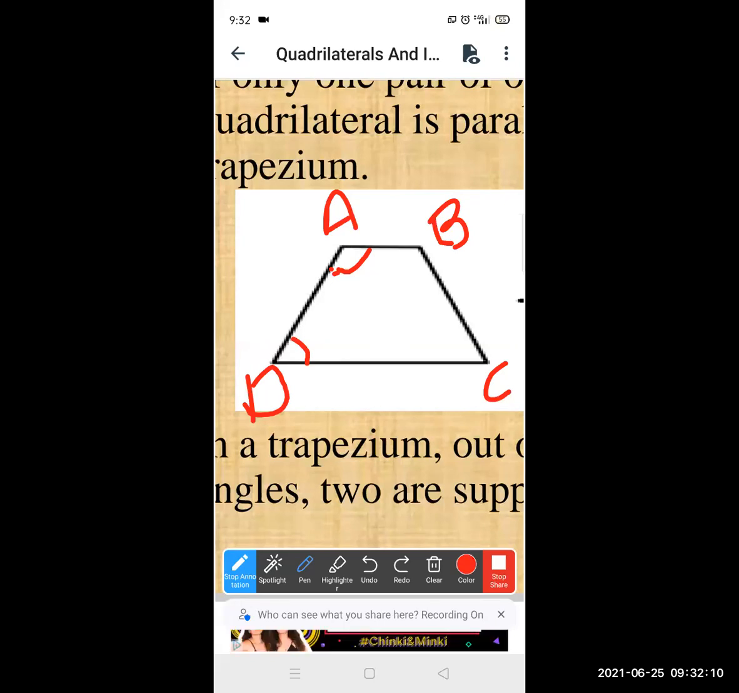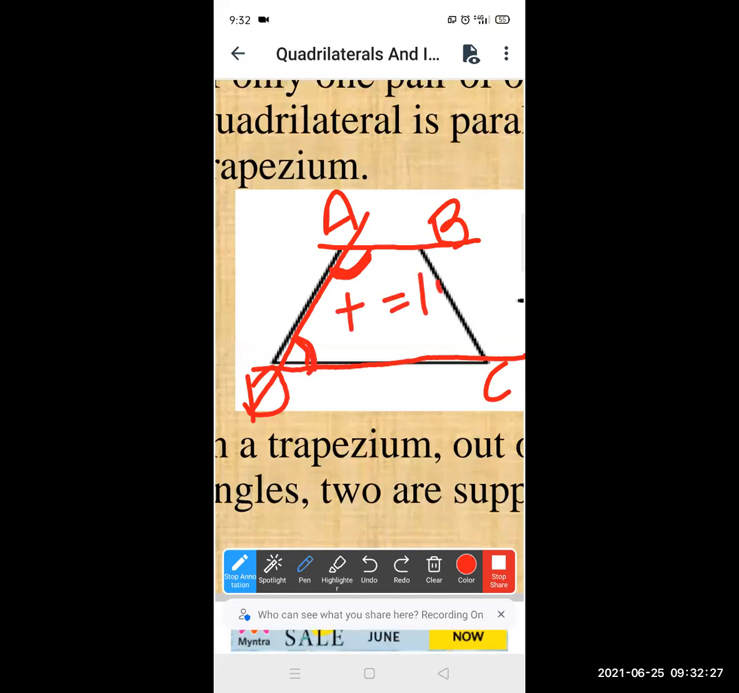So if we consider that AB is parallel to DC and AD is transversal, then this is your interior angle. This is also an interior angle of the same side. So the addition of these two angles is how much? 180 degrees. Similarly here also, BC, angle B and angle C, if we add these two angles, their addition is also how much? 180 degrees. Those are the angles formed inside the trapezium.